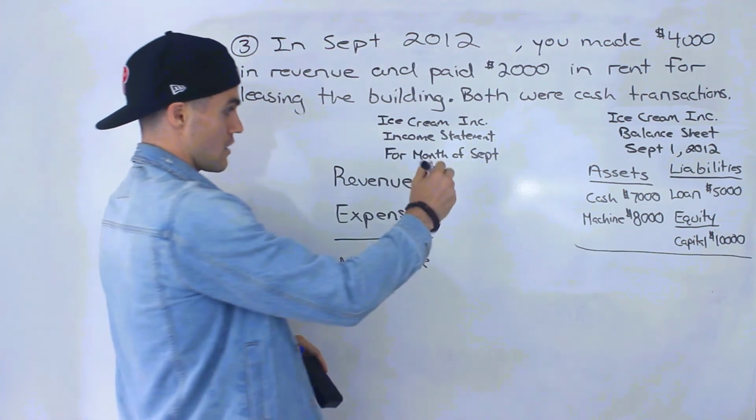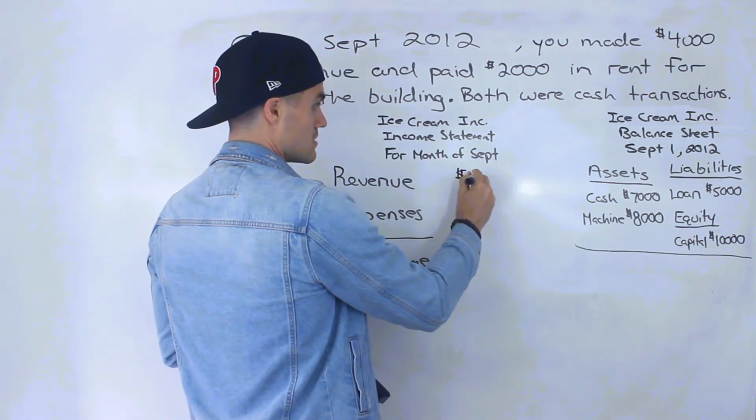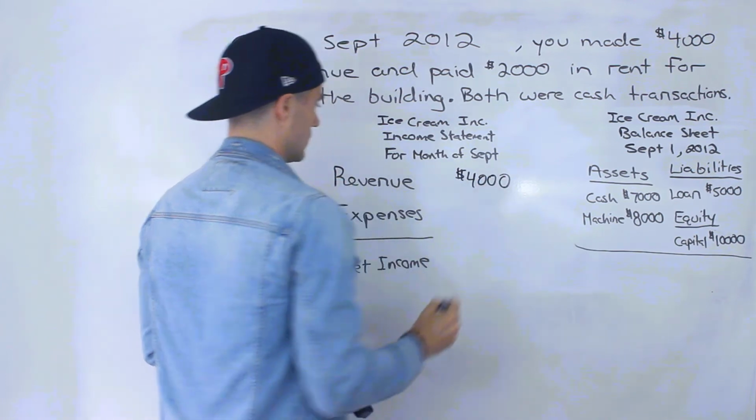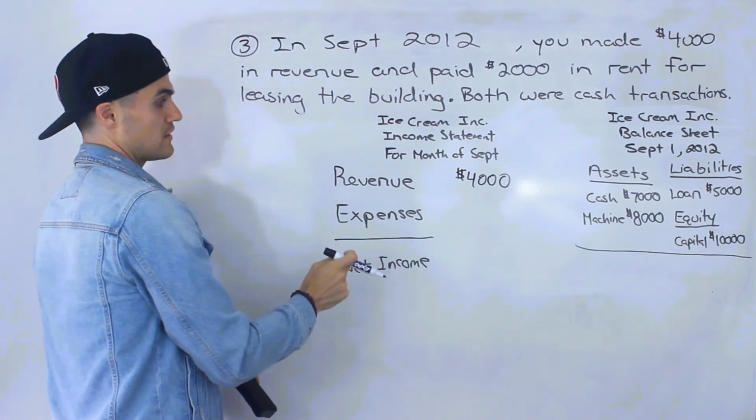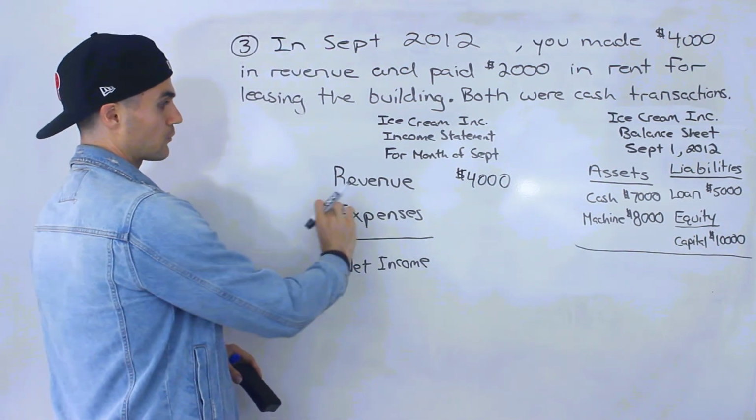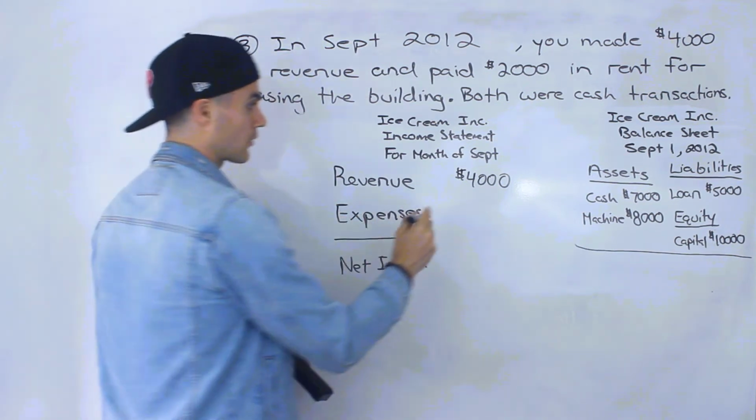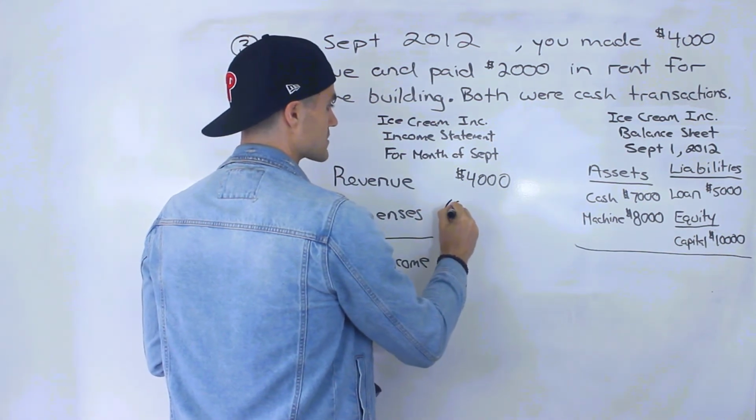Revenue, $4,000, so that would be here. And then we have the expenses. We can write rent here. I'm just going to keep it as a general category for now of $2,000.